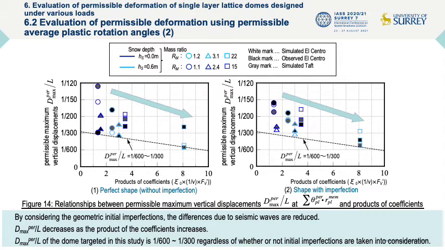Figure shows the relationships between the maximum vertical displacement at a permissible average plastic rotation angle and the product of coefficients. By considering the imperfections, the difference due to the seismic waves is reduced. As the product of the coefficients increases, the permissible plastic deformation decreases. The permissible deformation of the dome targeted in this study is 1/600 to 1/300.